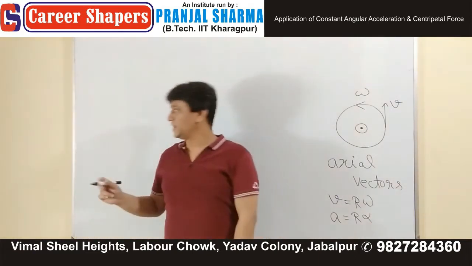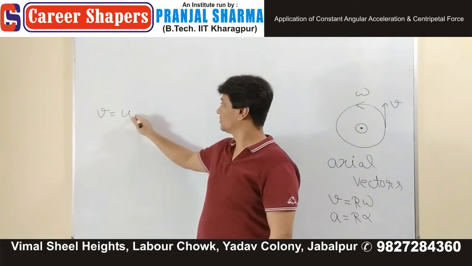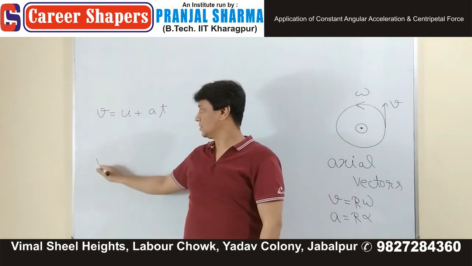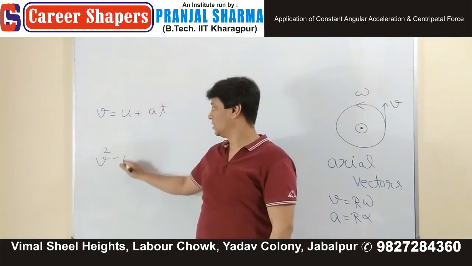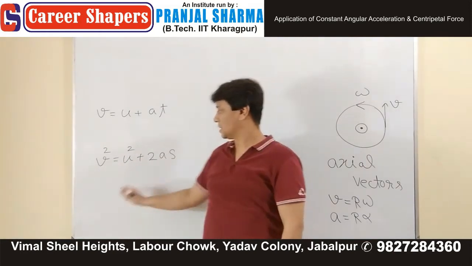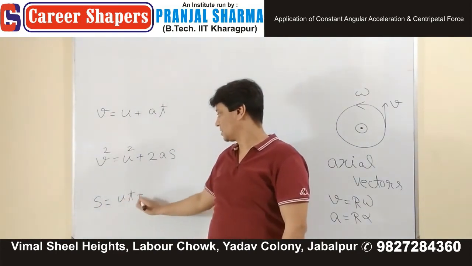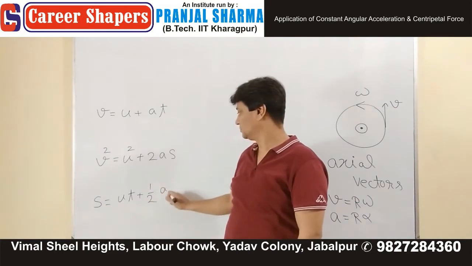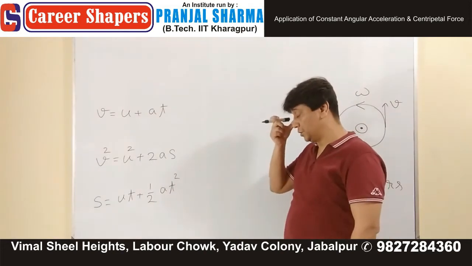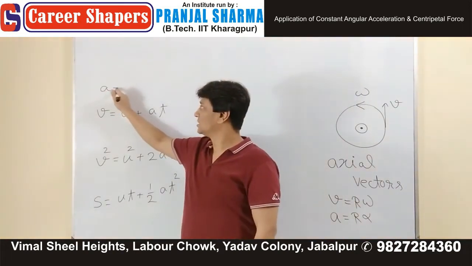Everybody has seen these equations. V equals U plus AT. V square equals U square plus 2AS. S equals UT plus half AT square. Everybody knows about these equations. These are Newton's equations. We use these equations when A is constant.